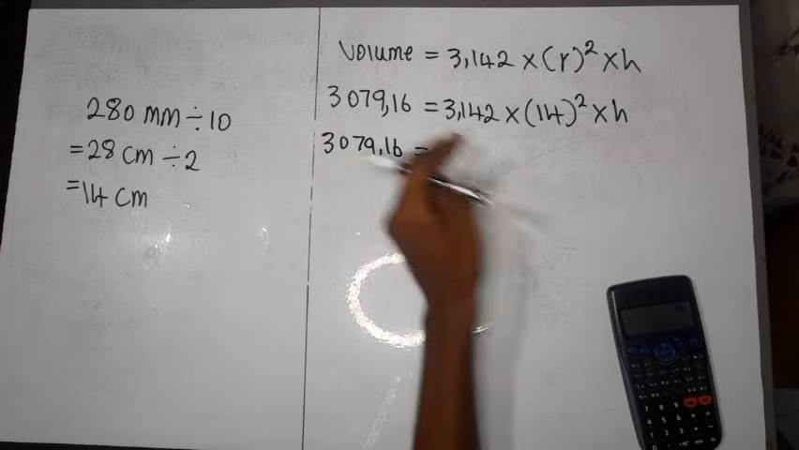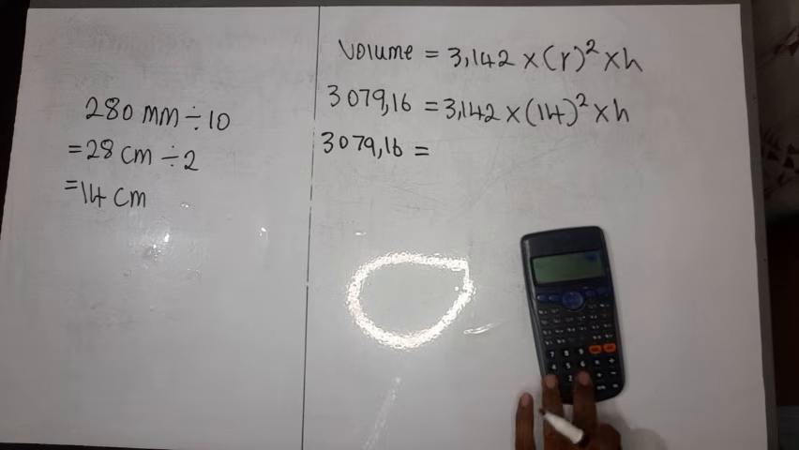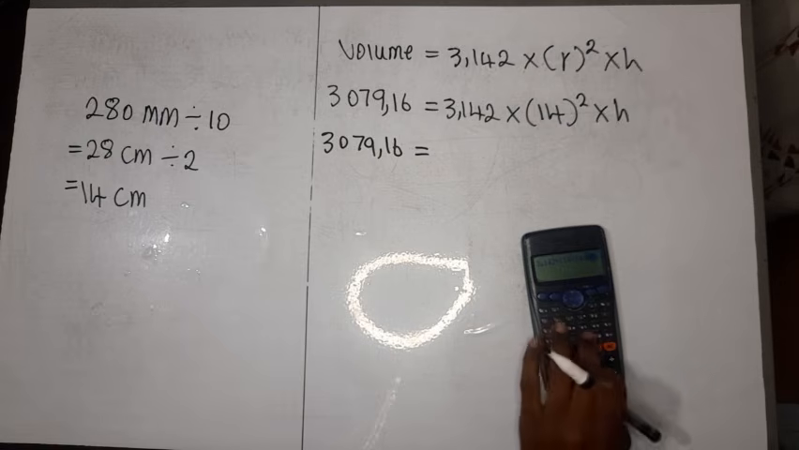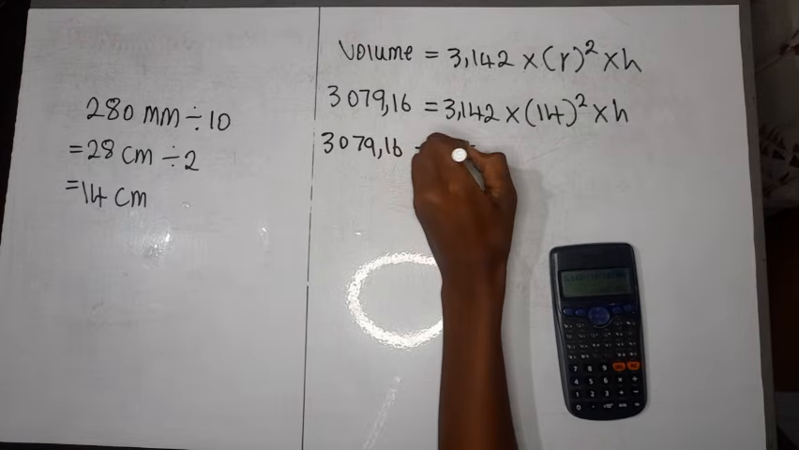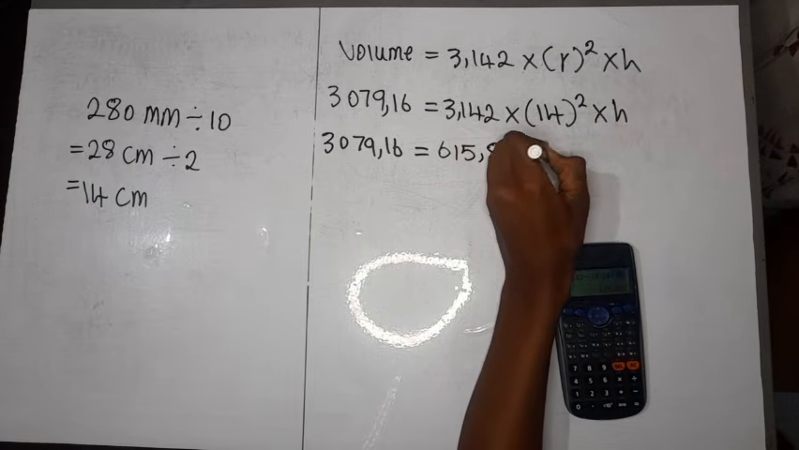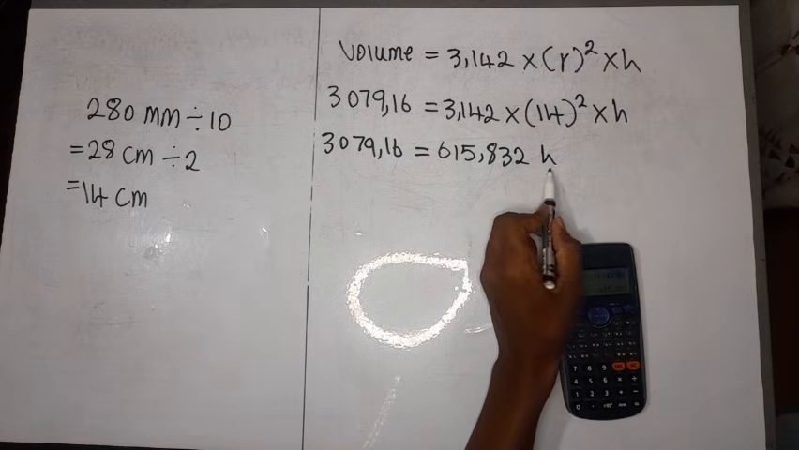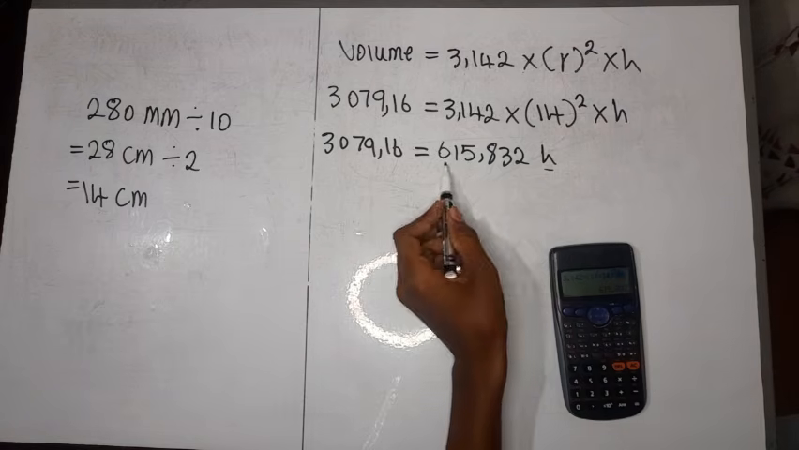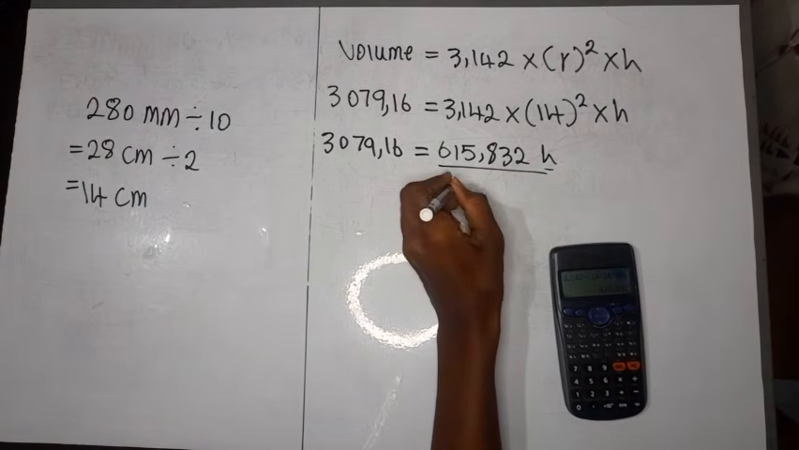So we're just going to rewrite this one: 3079.16 equals, and then you're going to click these two on your calculators. So it's 3.142 multiplied by 14 squared, and that gives us 615.832 h for height, right? So we have to be left with only the h on the side. This means that we have to divide both sides by 615.832.